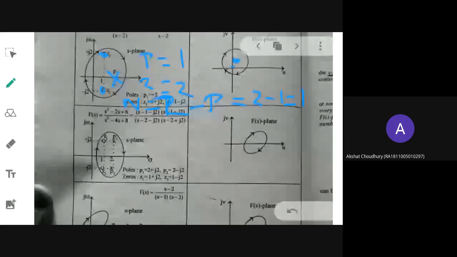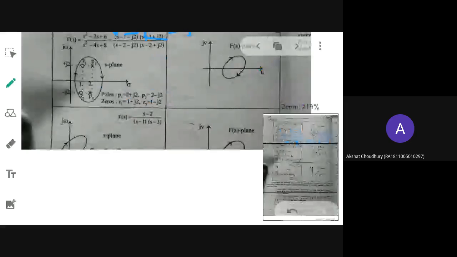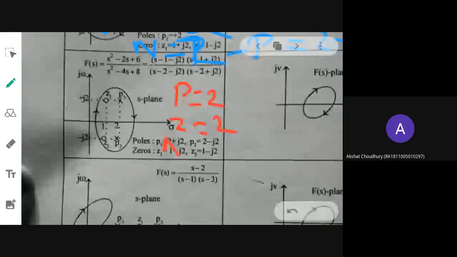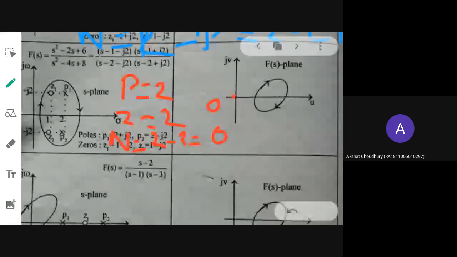And if you see the next diagram, how many poles and how many zeros are you observing? P is equal to 2 and Z is equal to 2. So N will be 2 minus 2, that is equal to 0. That will be the number of encirclements. This is your origin point. So how many encirclements are present around the origin? Is there any encirclement around the origin or not? No, no encirclement.